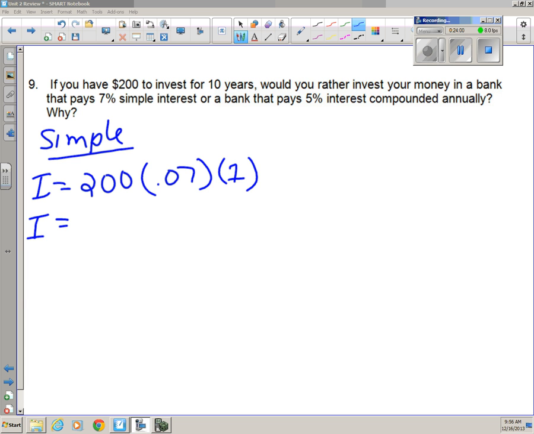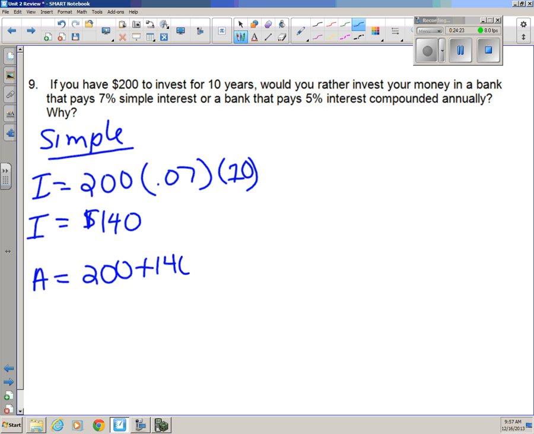okay, so we want this for actually the 10 years that we have this in. The interest that we're going to make, right, the $200, 7% for the 10 years, the interest that we're going to make is going to end up being $140. But the idea is that we're keeping everything in the bank. So the amount that we have is going to be the $200 that we started with, plus the $140 that we got in interest over the 10-year period, and we're looking for a total amount of $340.